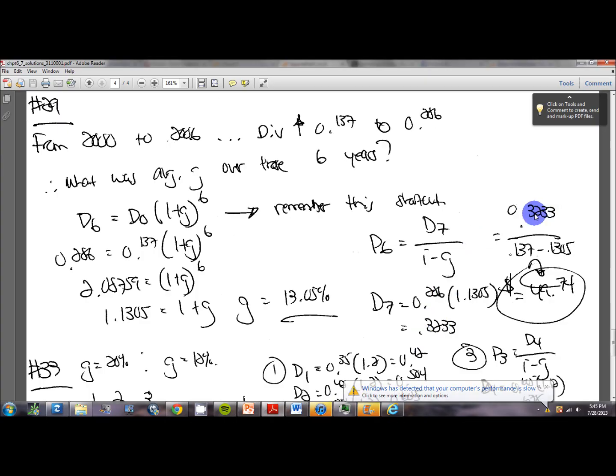Then you just plug that in: 0.3233 divided by R minus G. I know I have it written as I minus G, but as I alluded to in my email, these were some solutions that I had cooked up a semester or two ago, and at that time we may have been using I as the variable. But I and R are synonymous in this context. So that's how you get a stock price of $49.74 for number 29 in Chapter 7.